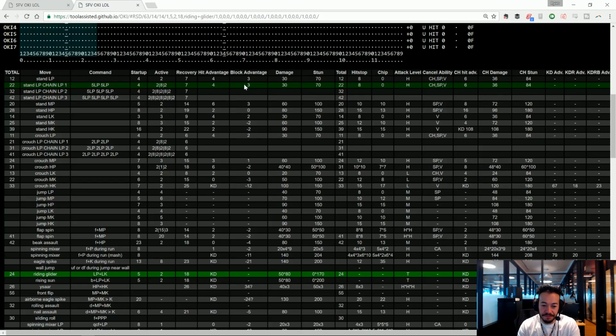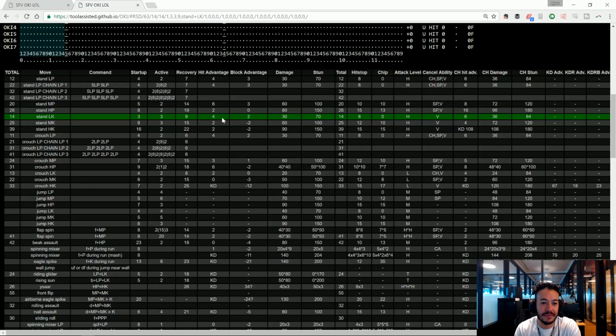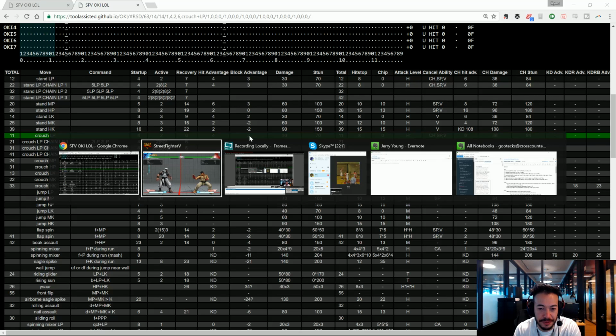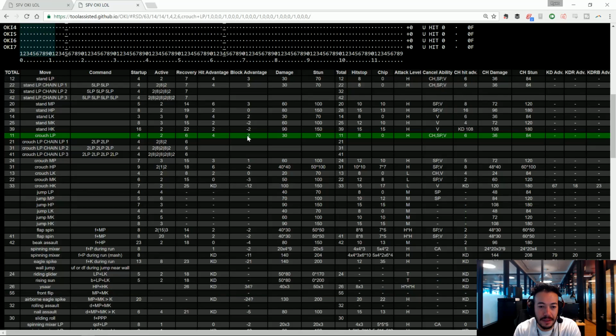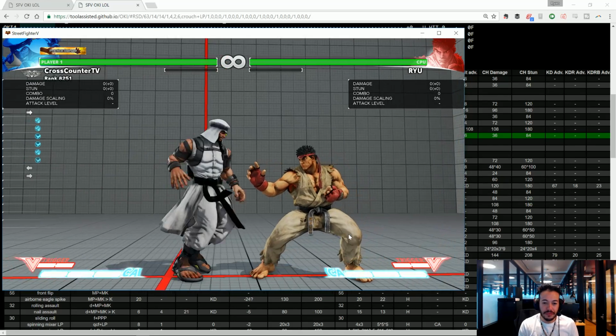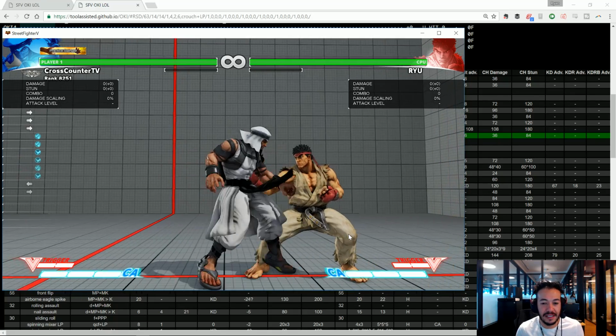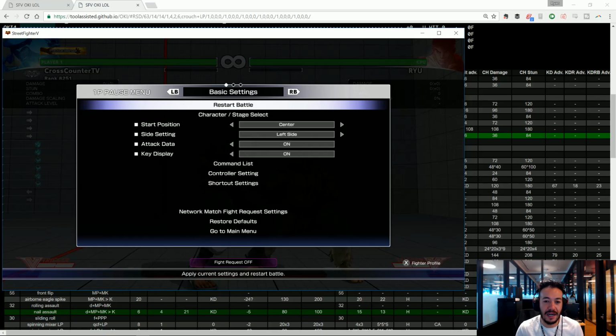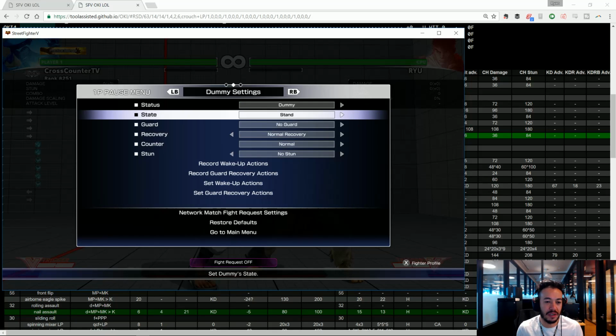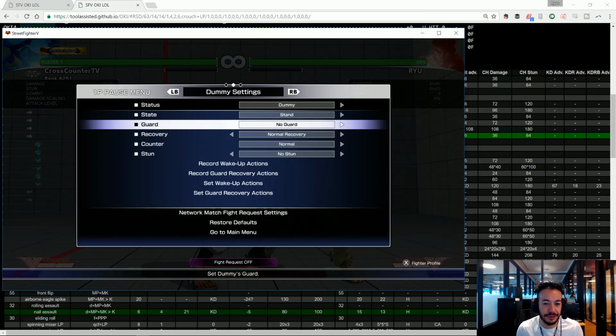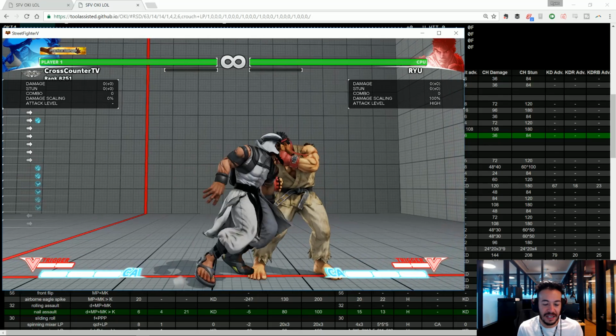Gotcha. Okay, so let's see if Rashid has any moves that are plus two. Standing light kick, I believe, is plus two. Yes, standing light kick is plus two, and his low jab, crouching light punch, is plus two as well. That was plus one, I guess I'm wrong. So what we can do is load it up in training mode and see exactly how either of these moves will work or not work. We're going to set the dummy to guard. Actually, we'll just set him to all guard.